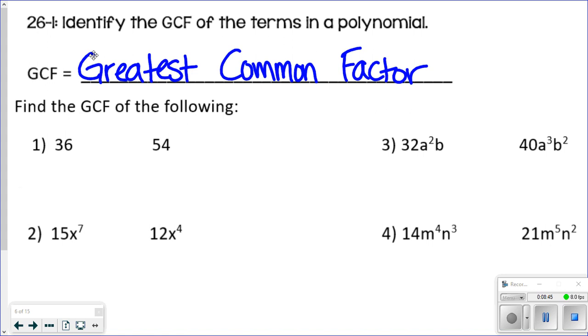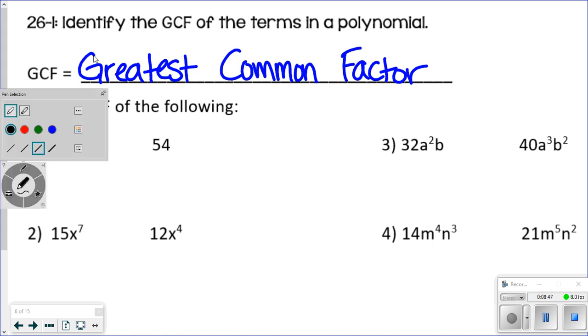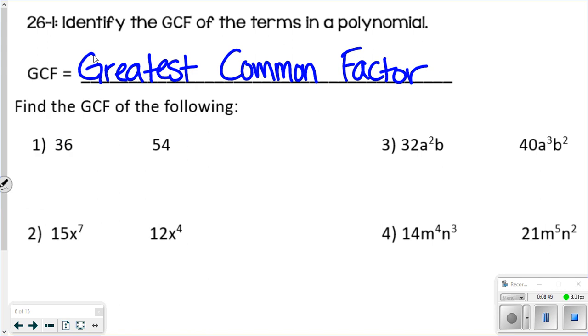So sometimes I write notes off to the side here just to remind myself. We need to look at question 1. So I see 36 and 54. And we're looking for the largest number, the greatest number, the highest number, the biggest number that goes into or is a factor of 36 and 54.